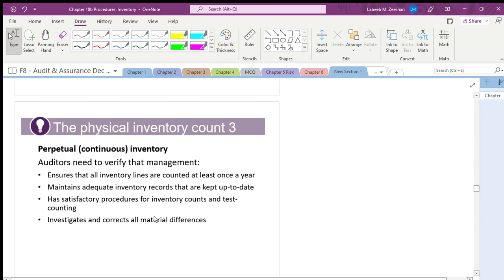The issue is with perpetual only. The issue is not with periodic inventory. Never do we discuss periodic inventory. The issue is perpetual. What happens? Ensure that all inventories are counted once in a year.